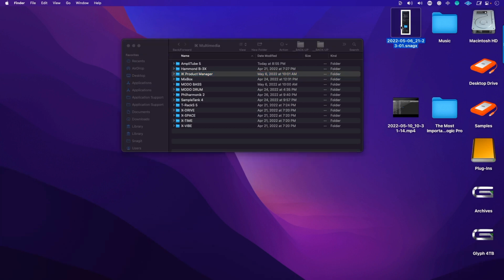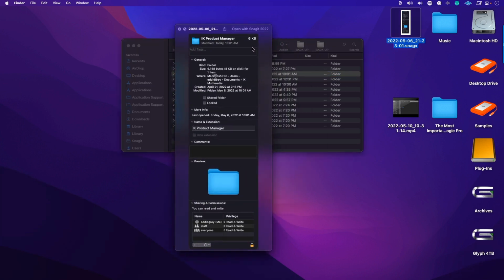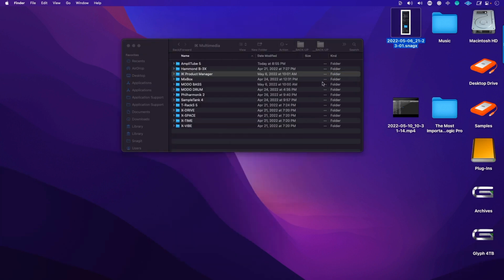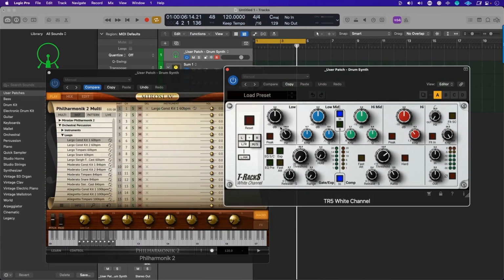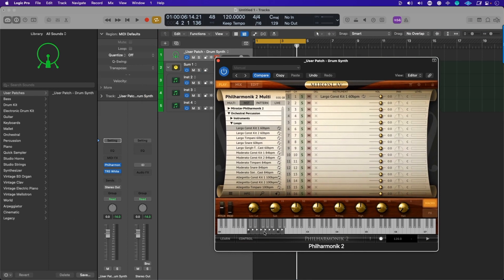I believe I had upwards of, I don't know, 40 gigs, 70 gigs. So just be aware of that when working with IK Multimedia. But other than that, everything is sounding great. Everything is working just the way it's supposed to, and all the effects are pretty good.